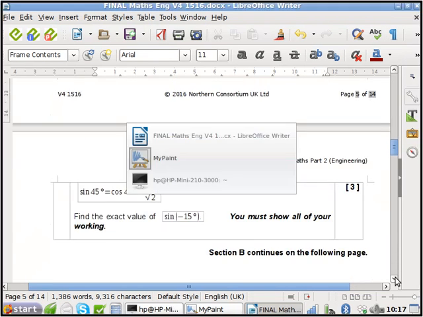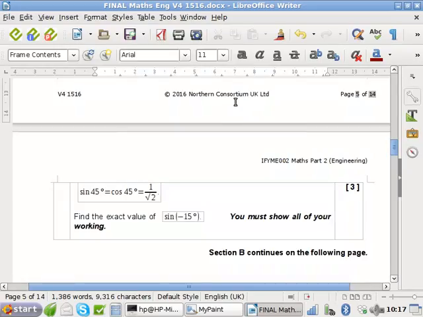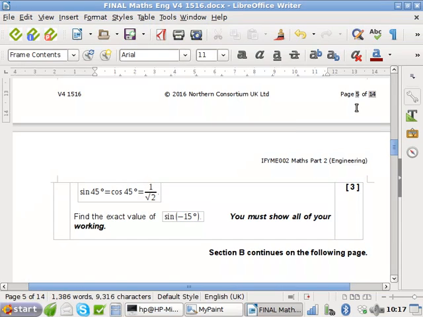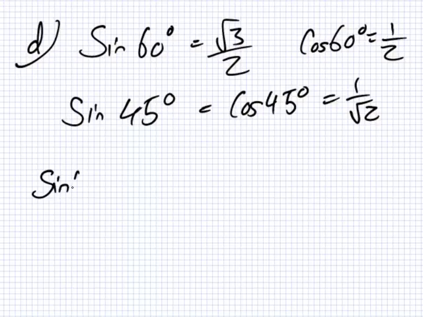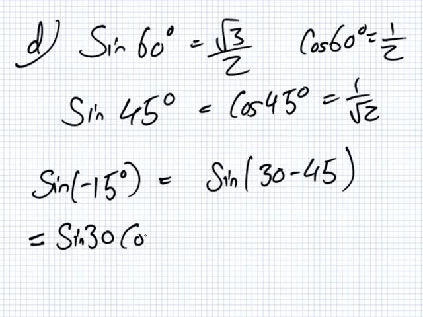And sine 45 and cos 45 equals 1 over root 2. Calculate sine of minus 15. Right, sine of minus 15 degrees equals sine of 30 minus 45 degrees. So this is equal to sine A cos B minus sine B cos A.